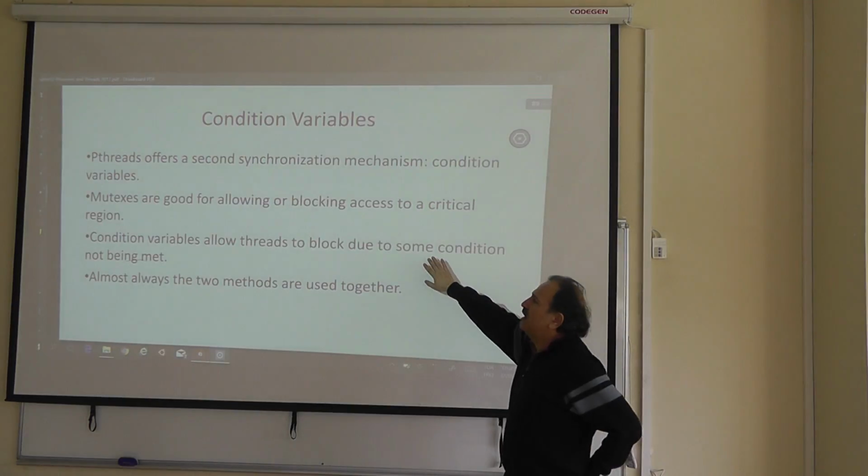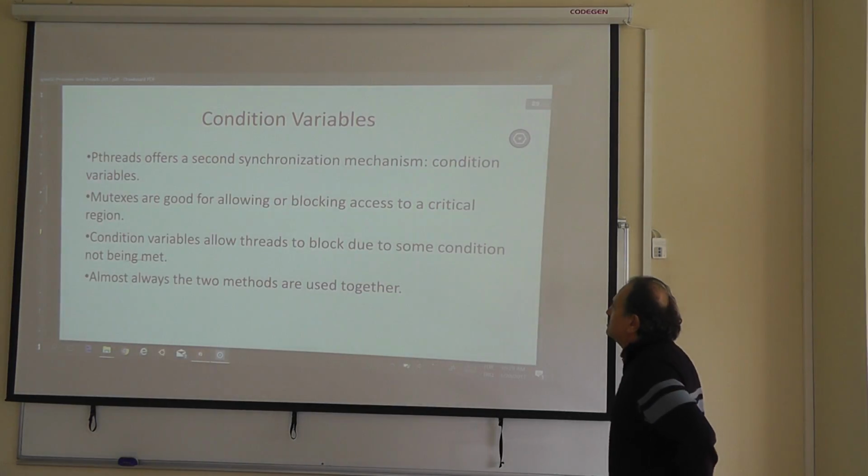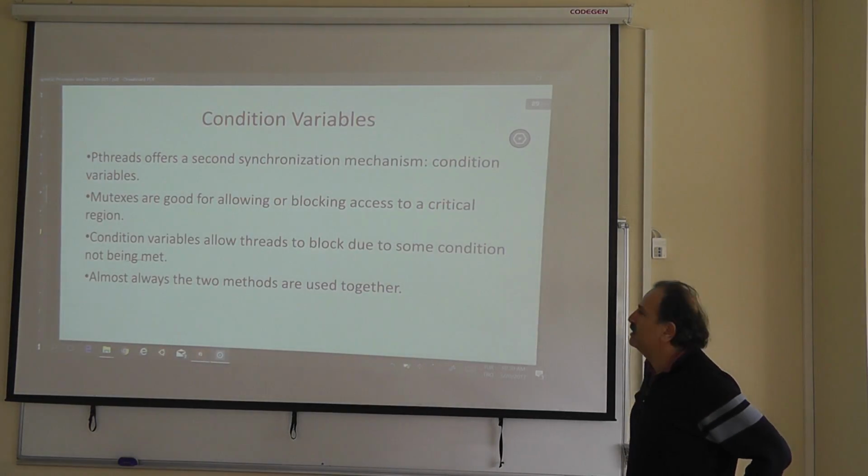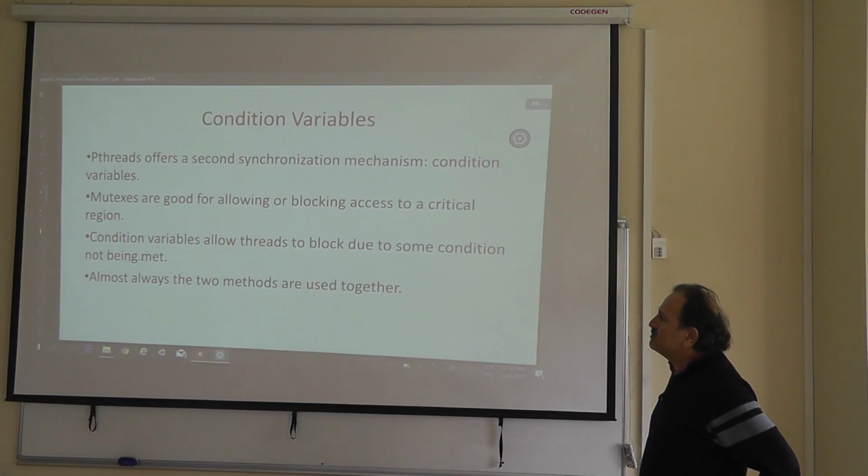Condition variables allow threads to block due to some condition not being met. Other than the critical region, I can use these condition variables to check for some other condition. What kind of condition? For example, if the buffer is available, or other kinds of things. So condition variables are, again, not as powerful as semaphores, but they are used for checking for some kind of condition other than mutual exclusion.